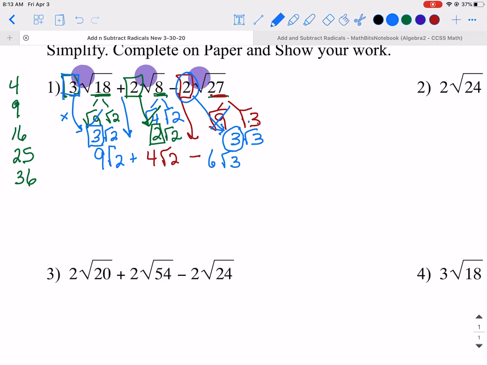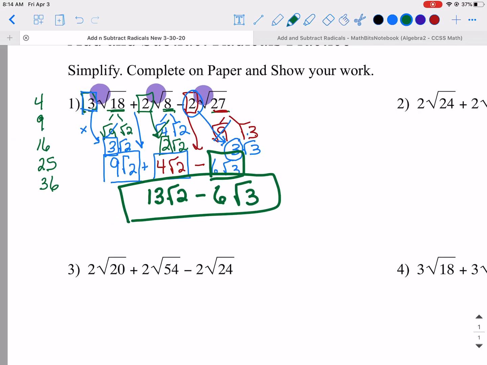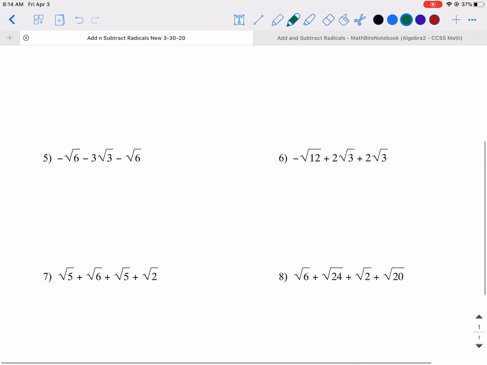So now that I've got that, I'm going to look and see if any other radicands are the same. Got a radical 2 here and a radical 2 here. So I know that I can combine those two things. So 9 plus 4 is 13 radical 2. I cannot combine the radical 3 because the radicand is not the same as radical 2. So I just bring it down, 6 radical 3. So there's your answer for number 1. Let me see if I can find a more difficult one to do, or just pick one, I guess.